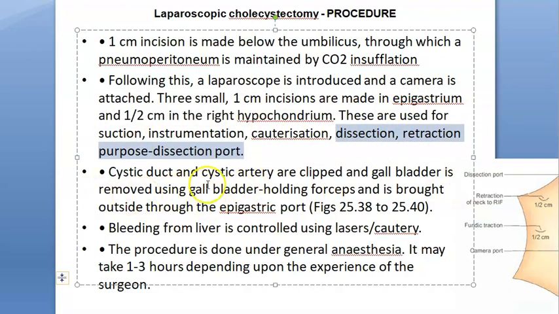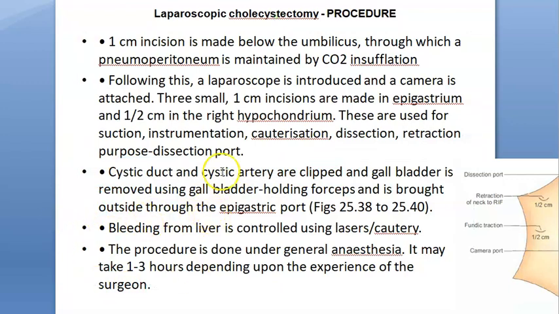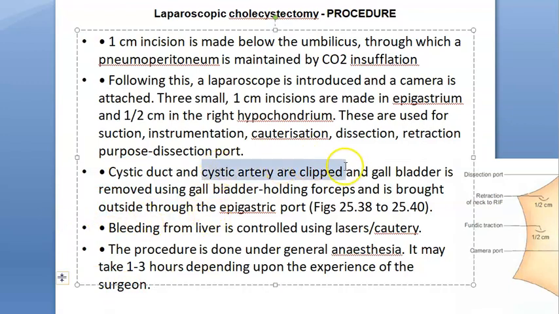Okay. Then what they will do? Cystic duct and cystic artery are clipped. So obviously you're removing the gallbladder. What will you clip? You will clip its blood supply, right? You don't want any more blood supply to that place. The duct also will not get anything from the gallbladder.